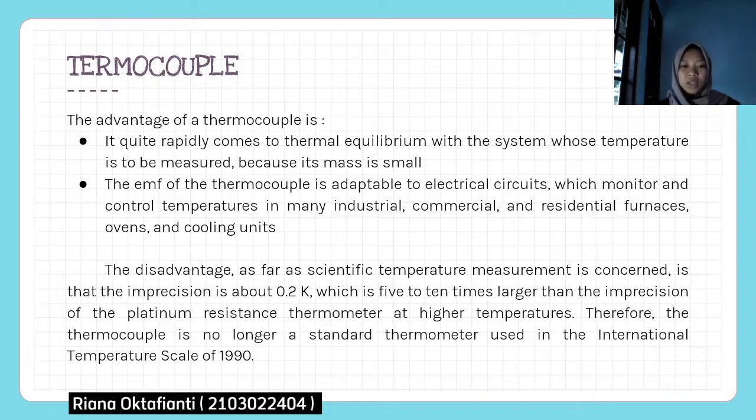The disadvantage as far as scientific temperature measurement is concerned is that the imprecision is about 0.2 Kelvin, which is 5 to 10 times larger than the imprecision of the platinum resistance thermometer at higher temperature. Therefore, the thermocouple is no longer a standard thermometer used in the International Temperature Scale of 1990.